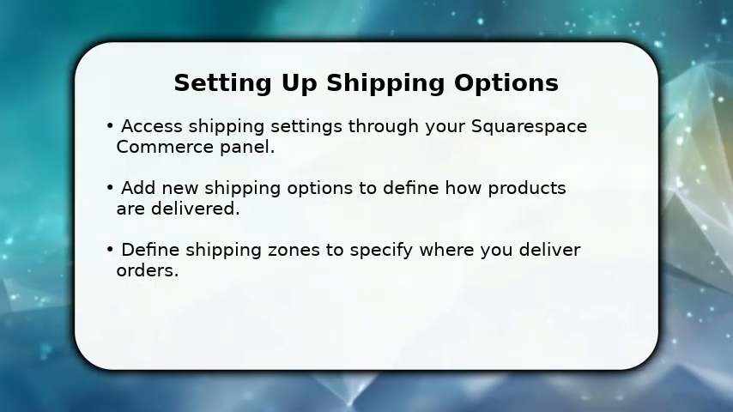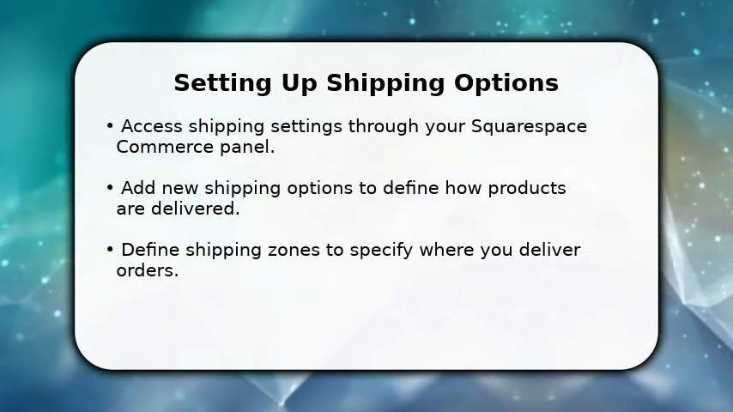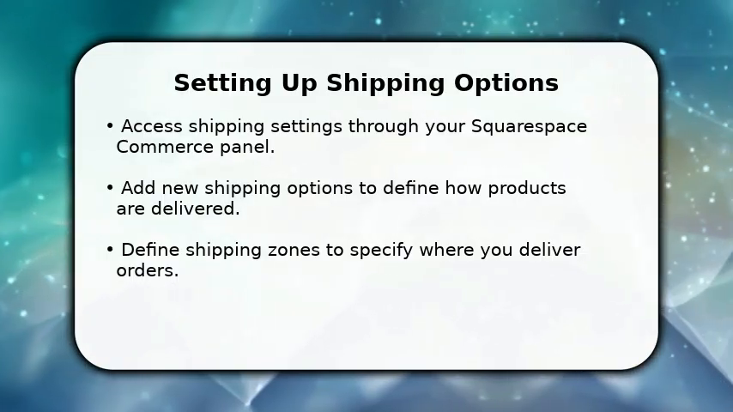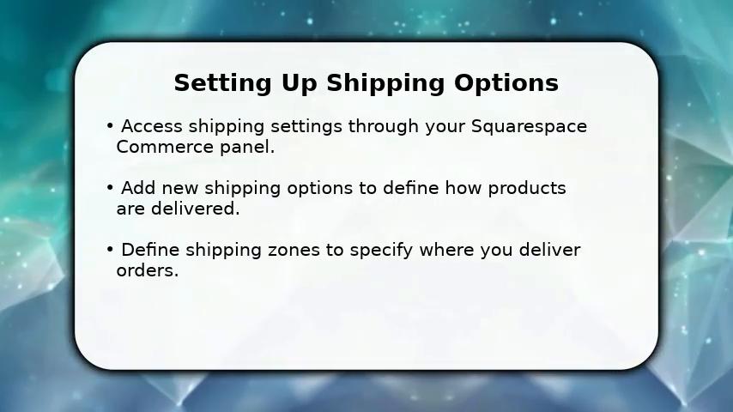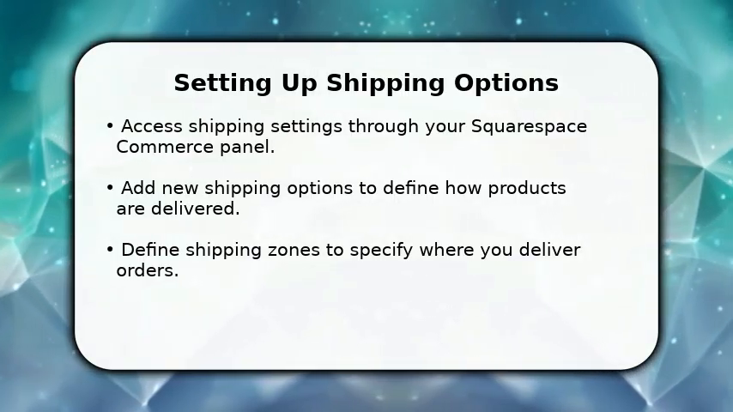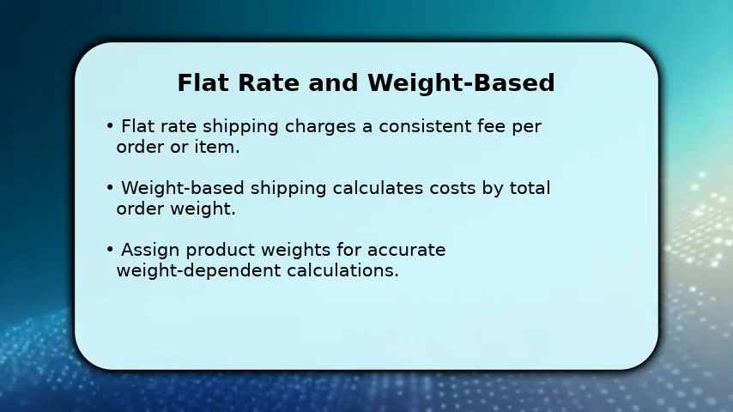You can add new shipping options and define specific shipping zones, allowing you to control where your products can be sent. This initial setup is crucial for a smooth customer experience, ensuring accurate rates are displayed at checkout for every order. Squarespace offers several flexible shipping methods.